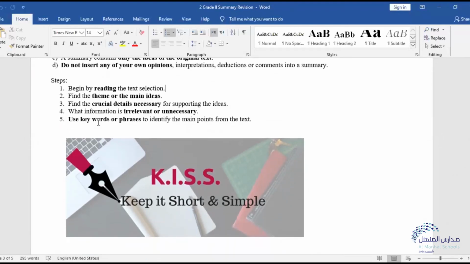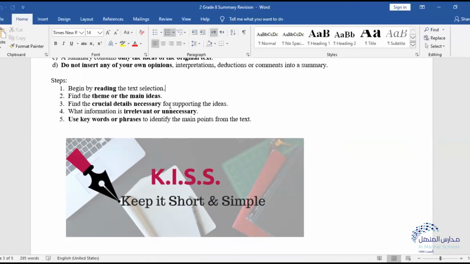Here are some steps that you can use when you're summarizing. The first step is always start by reading. Summarizing is not a substitute for actually reading the text. So in order for you to summarize, you have to first have read the information. And then you find the theme and the main ideas of that reading. So once you've read it, right? Then you find the crucial details that support those main ideas.